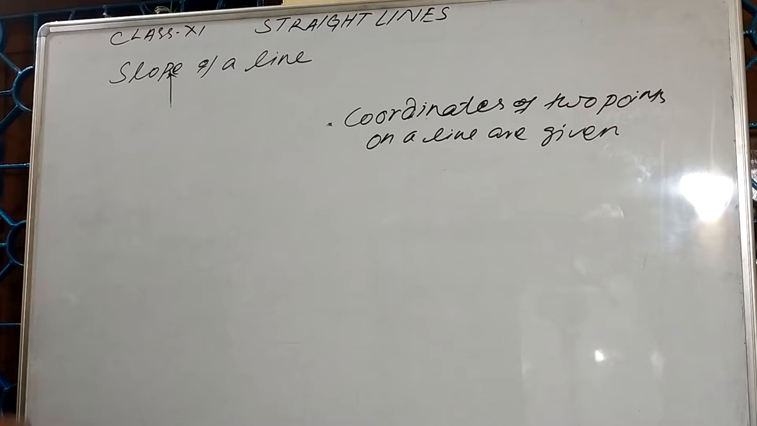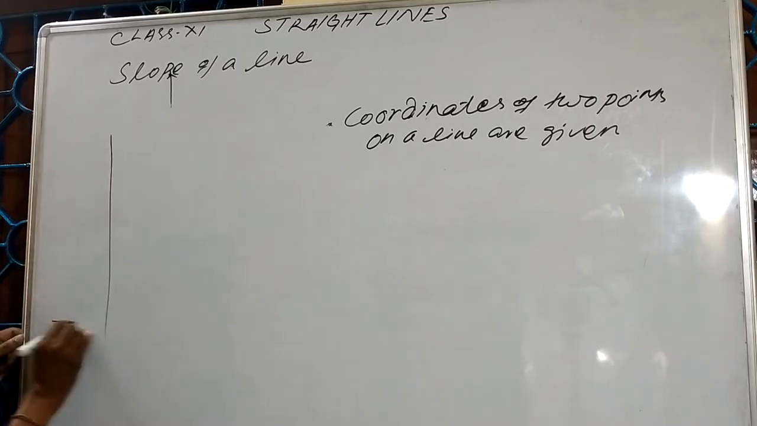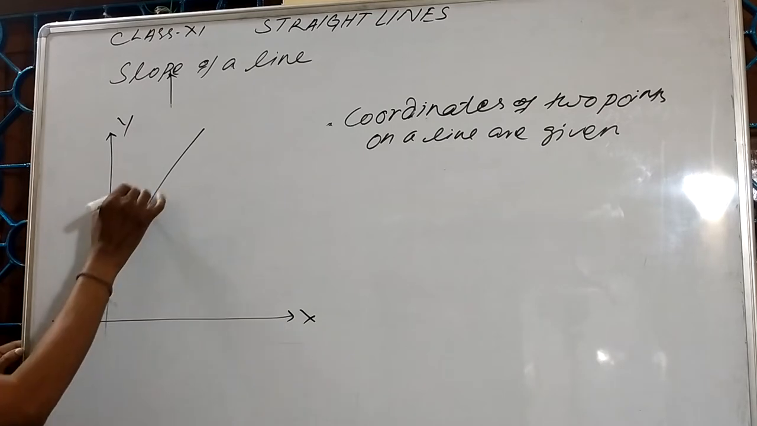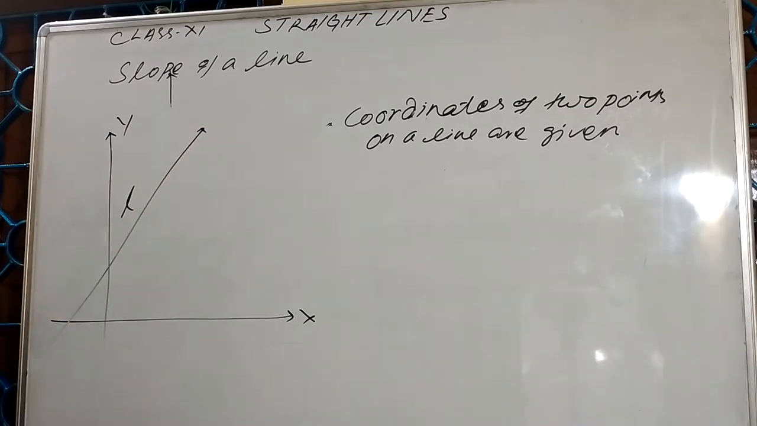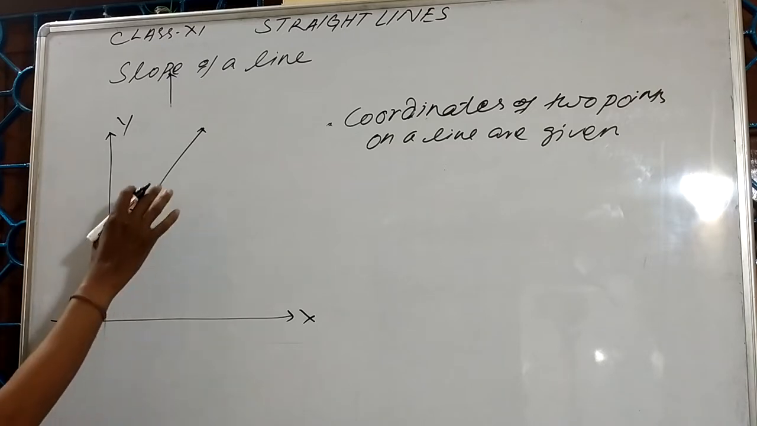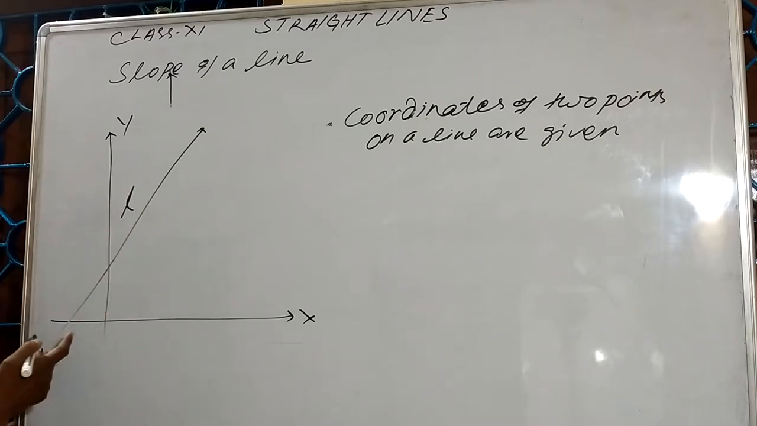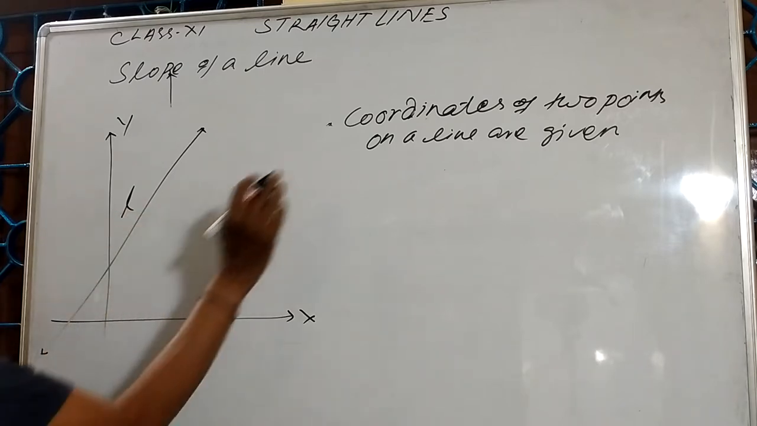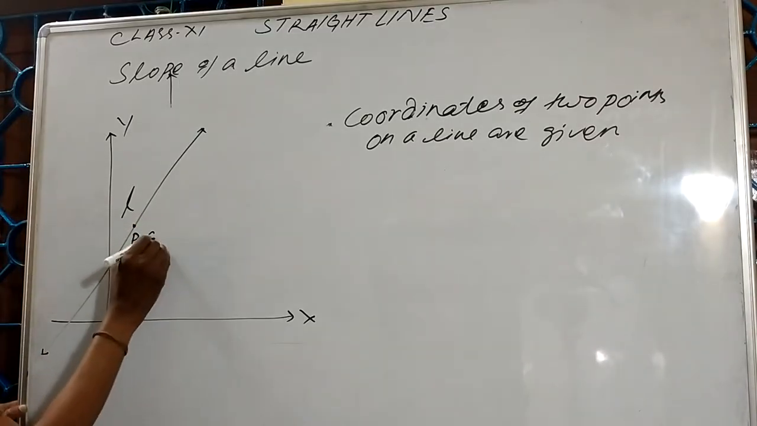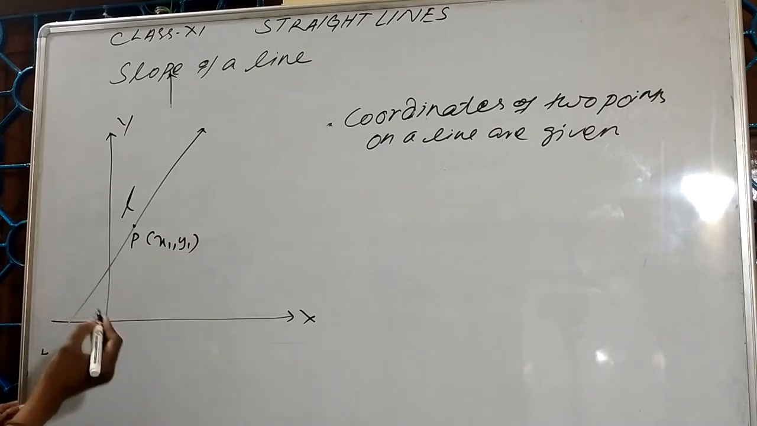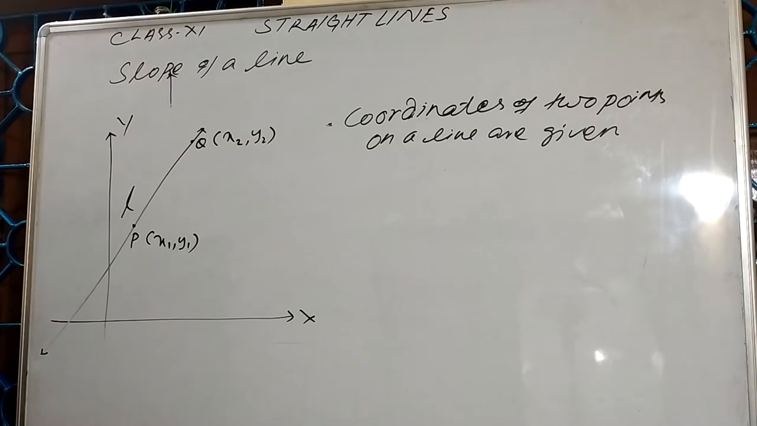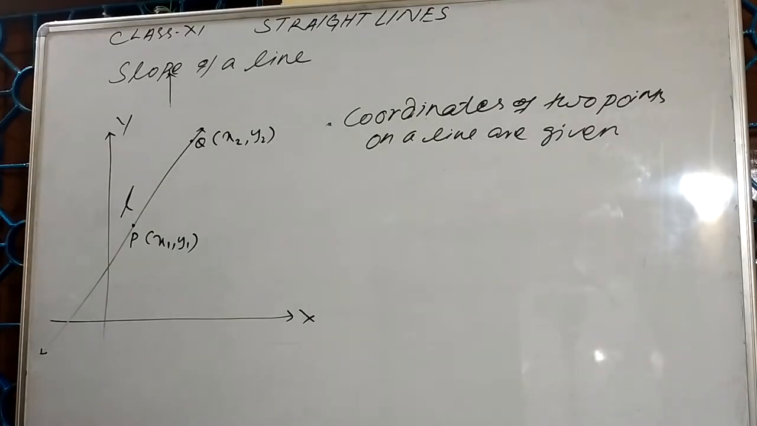Coordinates of what two points of a line are given? The x-axis, this is y-axis, this is the line I have drawn. Now in this coordinate system, or you can say in this coordinate plane, A is the line which is cutting the x-axis, and we have given two coordinate points. For example, the point P is given, its coordinate is x1 comma y1. The point Q is given, its coordinate is x2 comma y2. We have to find the slope of the line.